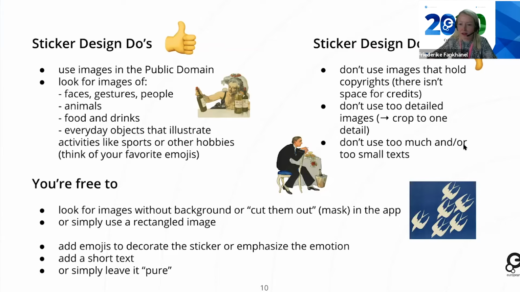And then some technical things: the images shouldn't be too detailed, because they might be really small on your device. Too much text is also not good because it gets smaller. And to think about the motifs, you can just think of your favorite emojis. So you have all the emotions that you know from emojis, or your favorite everyday objects that you might want to have in the sticker. And then you can cut them out or leave them rectangular like I did here. There are all kinds of variations.